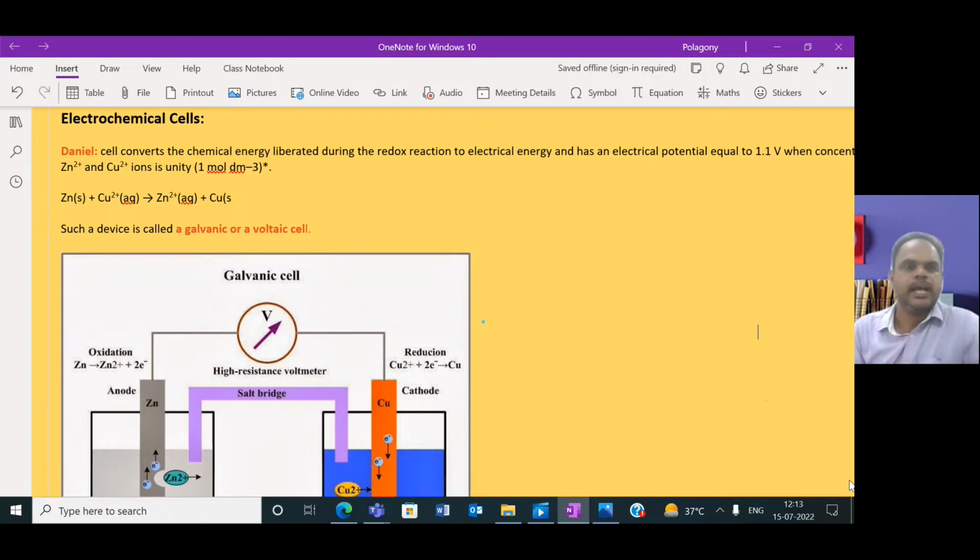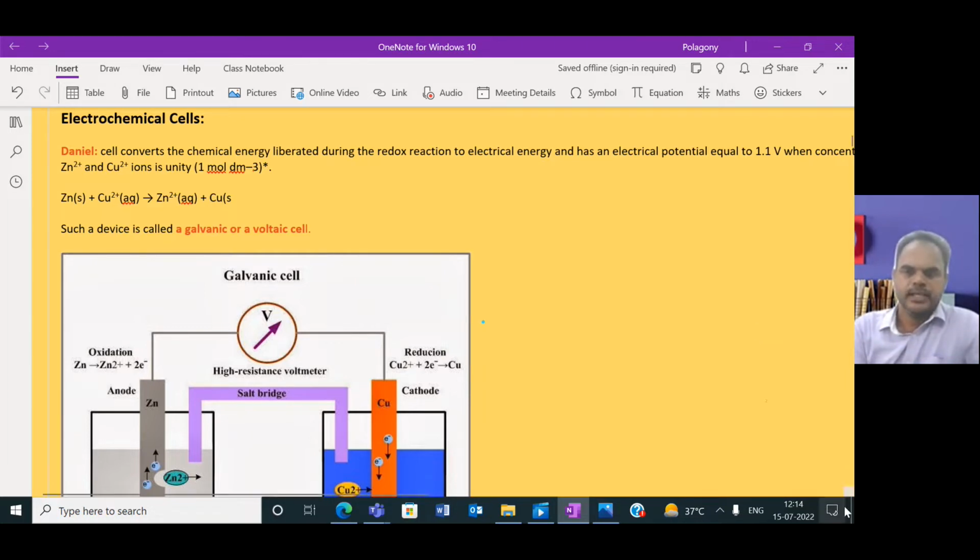But in both cases, what happens? In both cases, the chemical energy is converted into electrical energy. So how is the electrical energy generated? The galvanic cell is sometimes also called the Voltaic cell, named after the scientist Alessandro Volta. Let us discuss the construction of the galvanic cell, in which the chemical energy is converted into electrical energy.